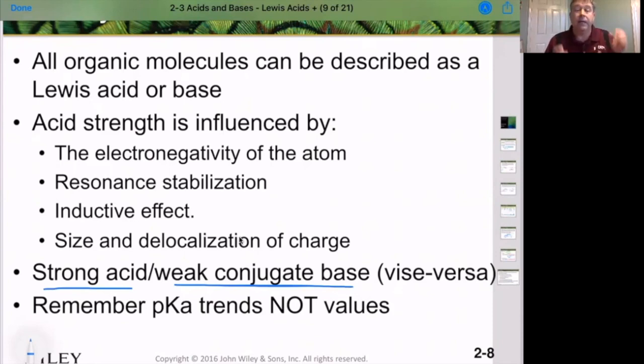Okay. Now, the other thing to remember is we need to figure out kind of a trend of pKa's, not the exact value. We need to know that the acetylene proton is more acidic than an alkene proton, which is more acidic than an alkane proton, and where alcohols and carboxylic acids are up here on that trend. Do not memorize the exact values, but know which is more acidic than the other in a general sense.